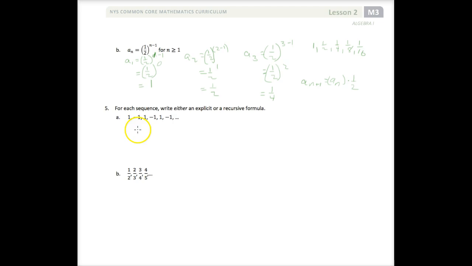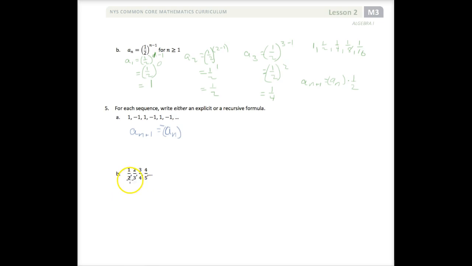For each sequence, write either an explicit or a recursive formula. Well, it doesn't really matter too much to me. This one is fairly simple. We can say A sub n plus 1, the new term, is the opposite of the old term, A sub n. Real simple. Just flip the sign back and forth.